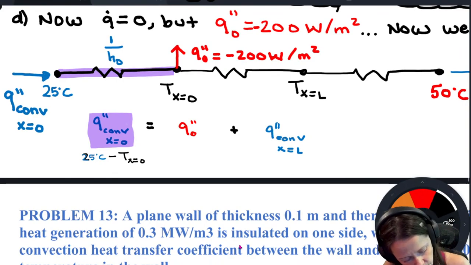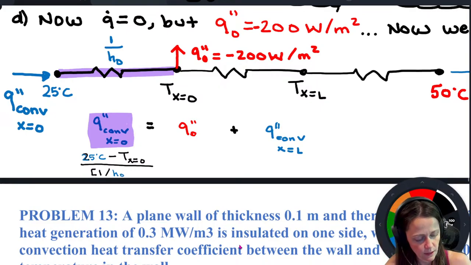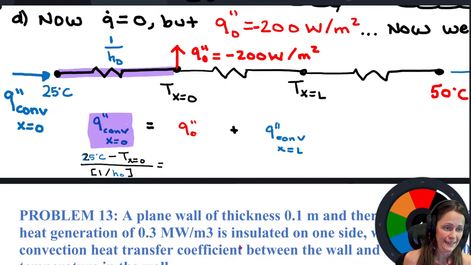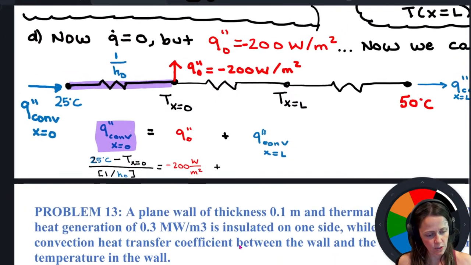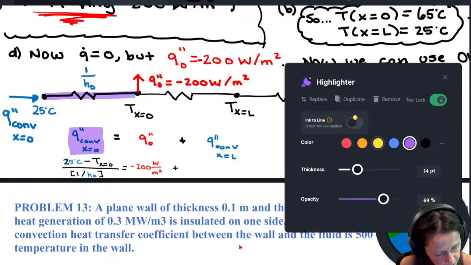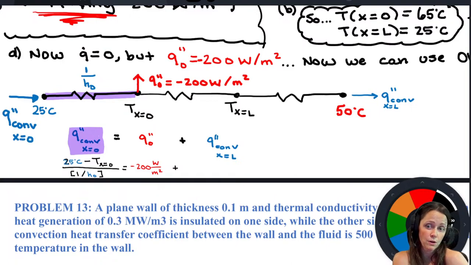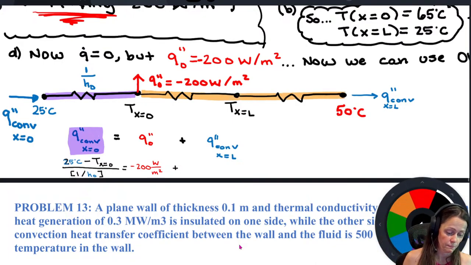All right, and then underneath, I've got the thermal resistance. So this is 1 over the convection coefficient there. And then this is equal to my negative 200 watts per meter squared. So I'm going to keep that negative 200, and it's watts per meter squared. And then I'll have the q by convection on this side. So it would be, well, I need to define it between two temperatures that I know, or at least one of the temperatures I know. And so that means I have to define it through this whole thing, because I don't know what T at x equals L is anymore.